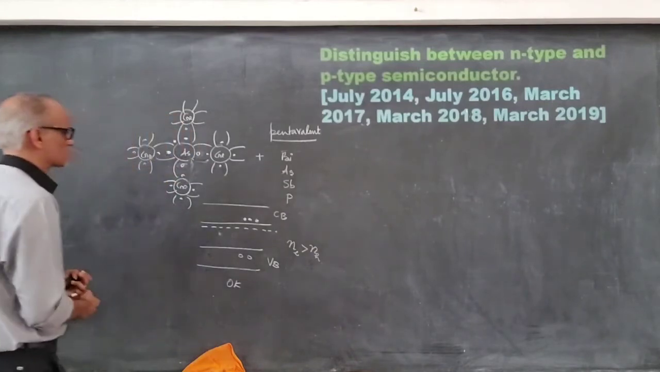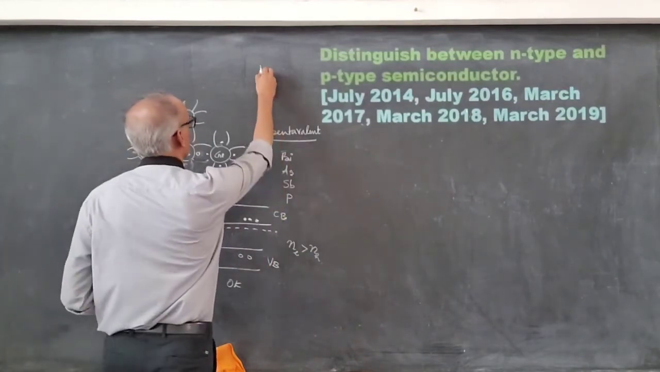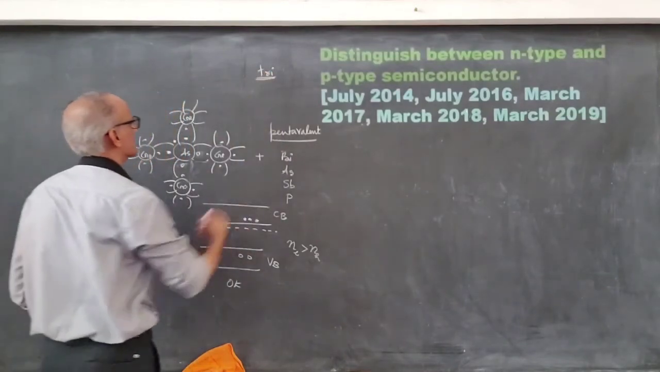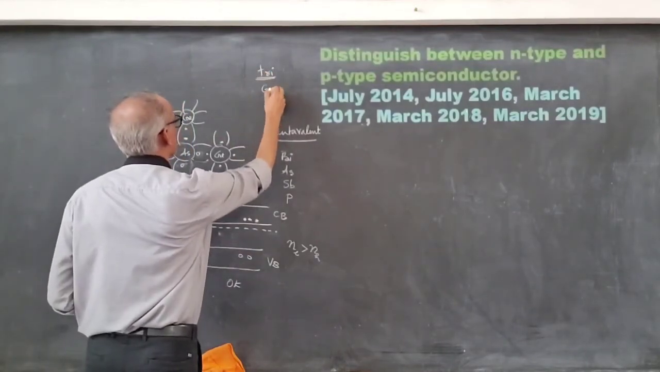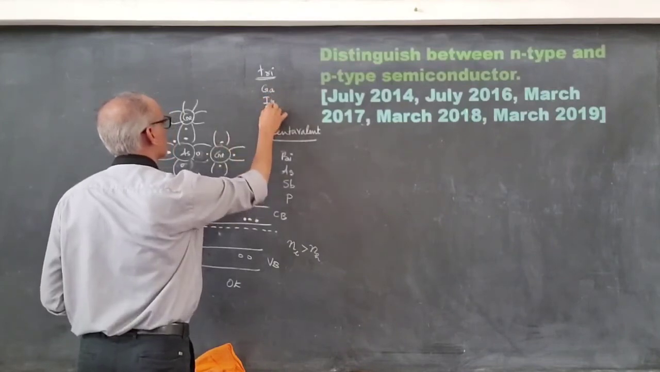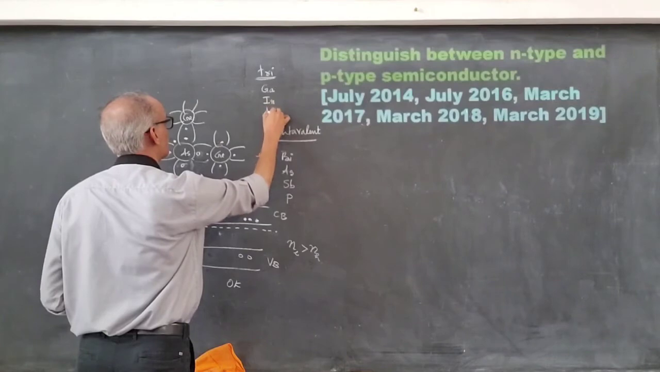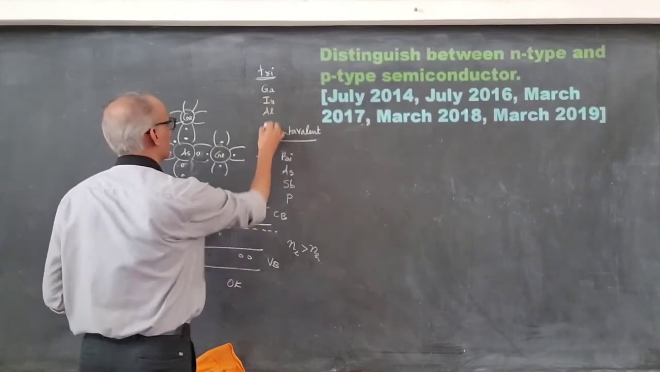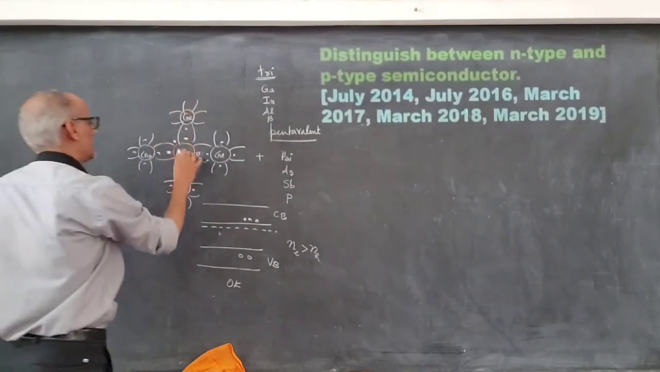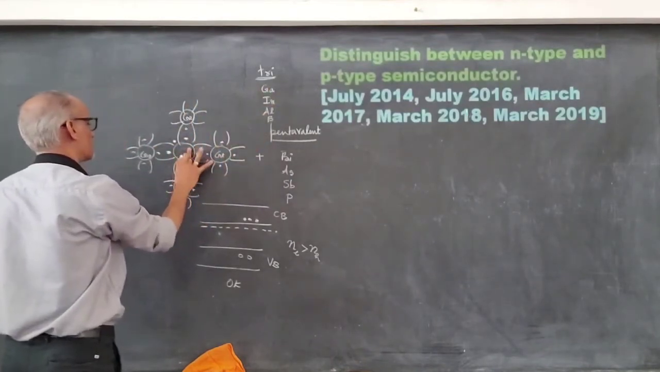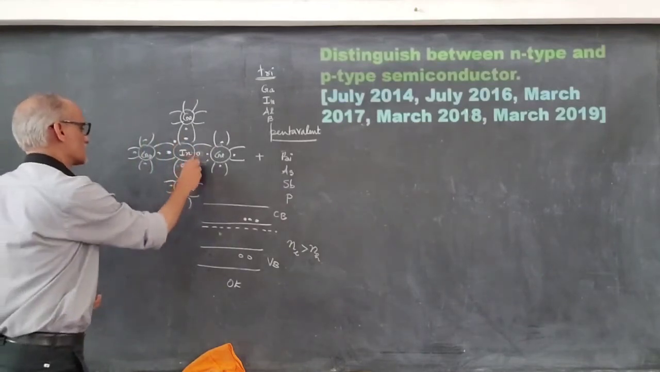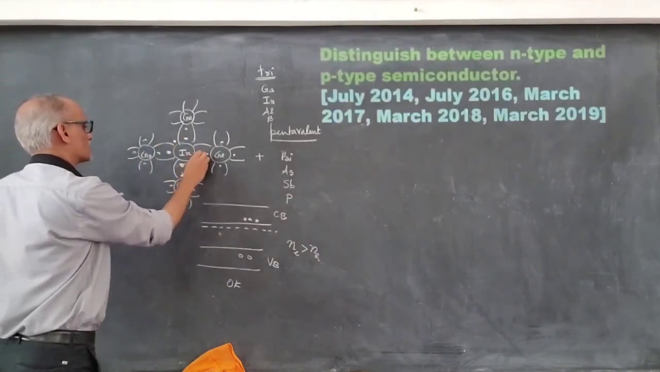So now what happens, suppose I take a trivalent impurity. Trivalent impurity is like gallium, we have indium, then we have aluminium, and then we have boron. So if I add any of the trivalent impurities, let me replace it as indium. Trivalent impurities means, so let me draw the original structure.